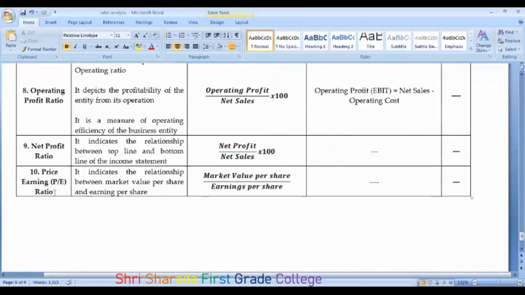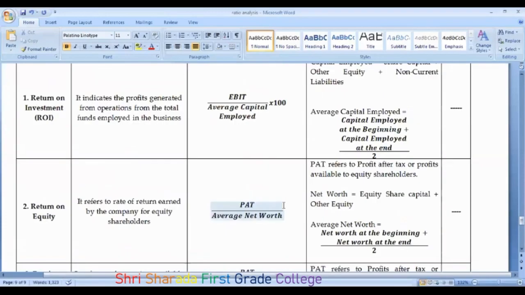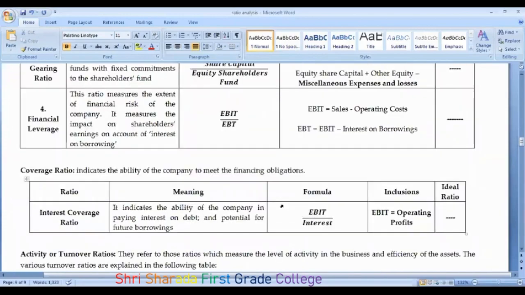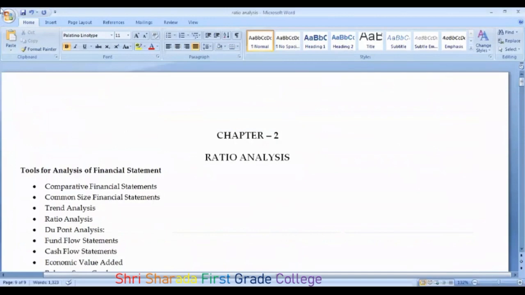Then the price earnings ratio is also very important. As the name indicates, it deals with the market value. It shows the relationship between the market value per share and the earnings per share. So the market price will be given and the earnings per share will be given. Sometimes you need to calculate the earnings per share, sometimes the problem states it. Clear? So this is about the ratio analysis along with the formulas. The same will be sent to you, so go through the formulas clearly. Okay, thank you.